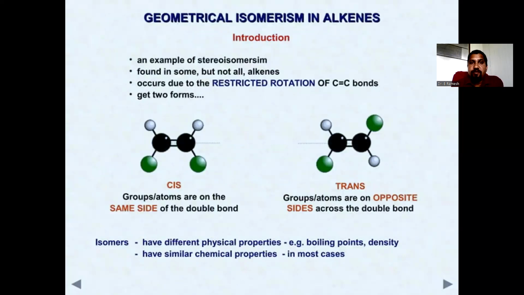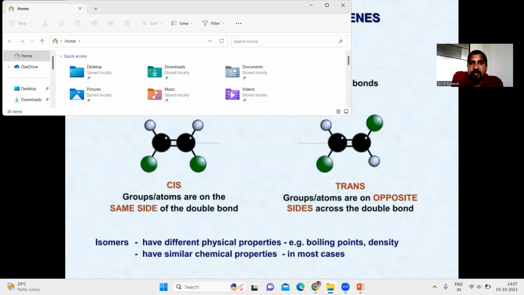Now we can go for the introduction of geometrical isomerism. Geometrical isomerism is further classified into cis and trans. This geometrical isomerism is applicable only for alkenes, the compounds which have a double bond. If it is saturated, we can't have geometrical isomerism.